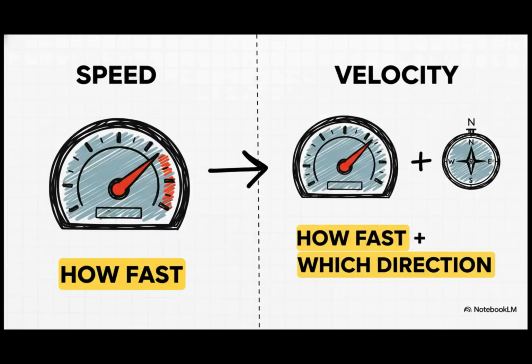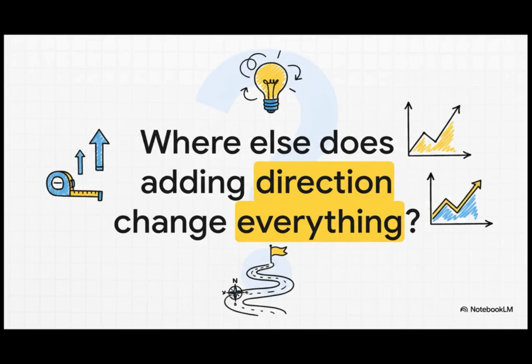So if there's just one thing you take away from all of this, let it be this. Speed is how fast. Velocity is how fast and in which direction. That's it. That one little piece of information, the direction, is like a compass that turns a simple number into a precise story about motion. And that brings me to a final thought, one that goes a little beyond physics. This whole idea that just adding a direction can completely change the meaning of something, well, that applies to so much more than trains and planes. So think about it. Where else in life does having a clear direction, a which way, totally transform the meaning of an effort?